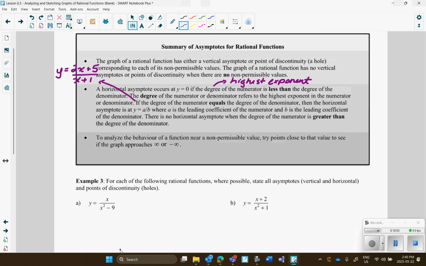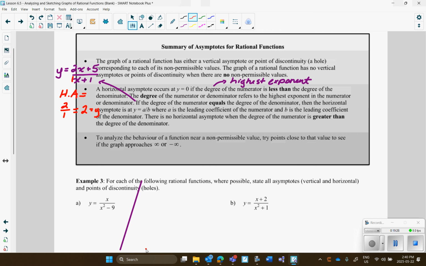What's the degree of the top? What's the degree of the bottom? So they're the same. So I take the numbers in front of the exponents, 2 and 1, and I divide them. So the horizontal asymptote will be at 2 divided by 1, y equals 2. That's how you find it. Okay? That's perhaps the trickiest one to remember.